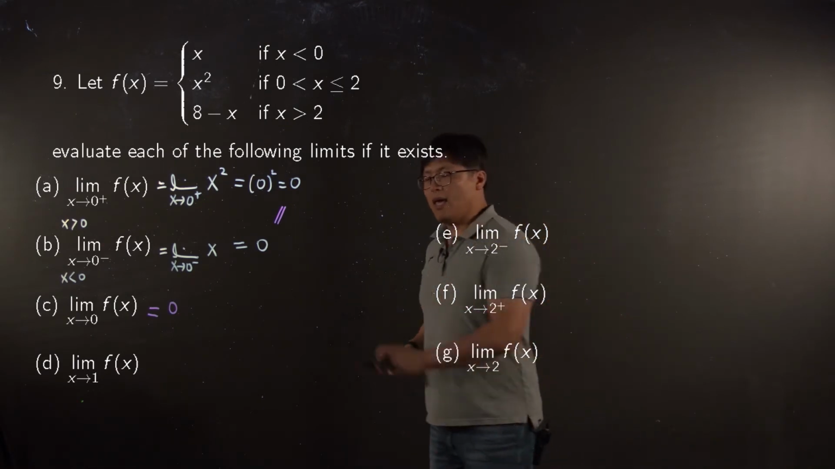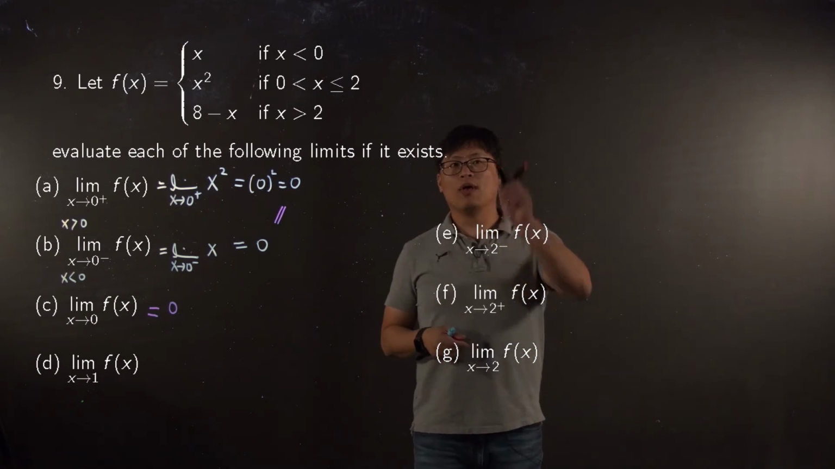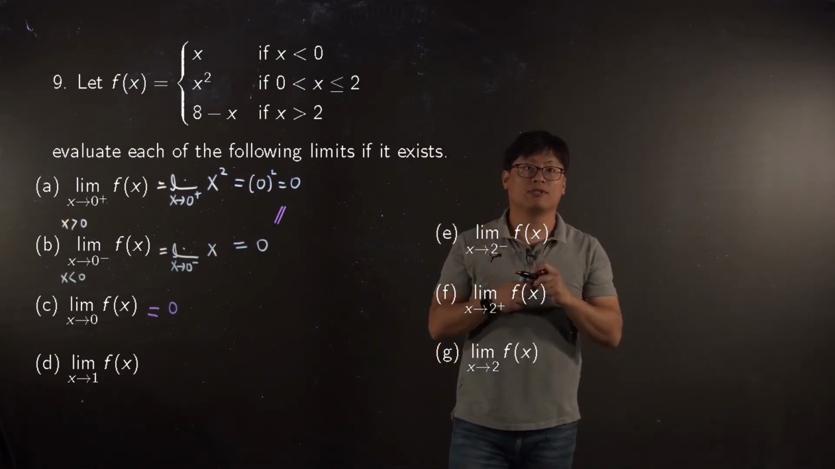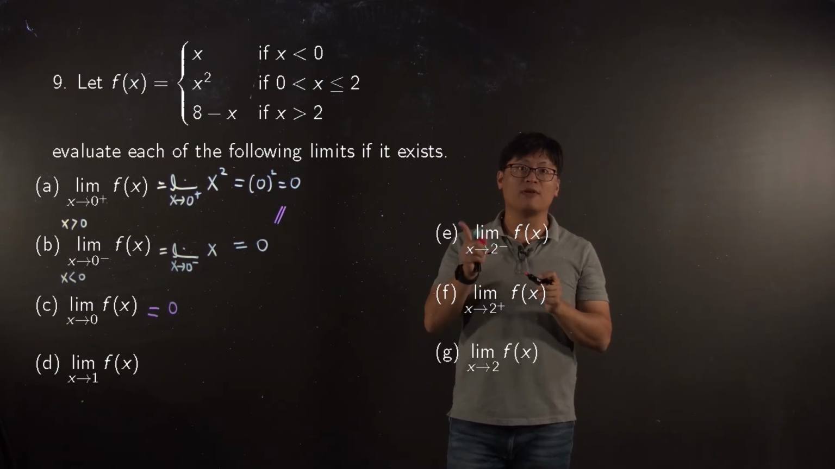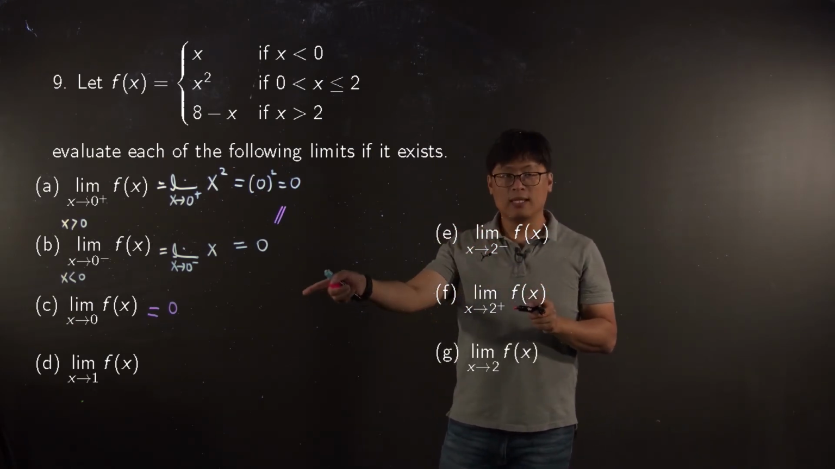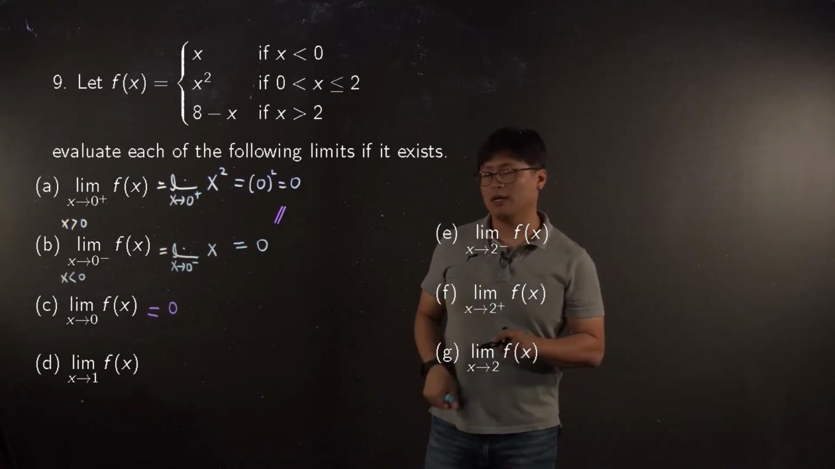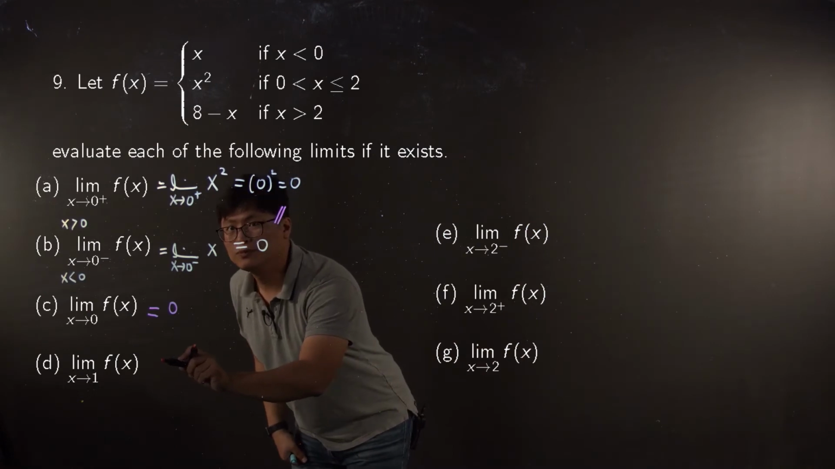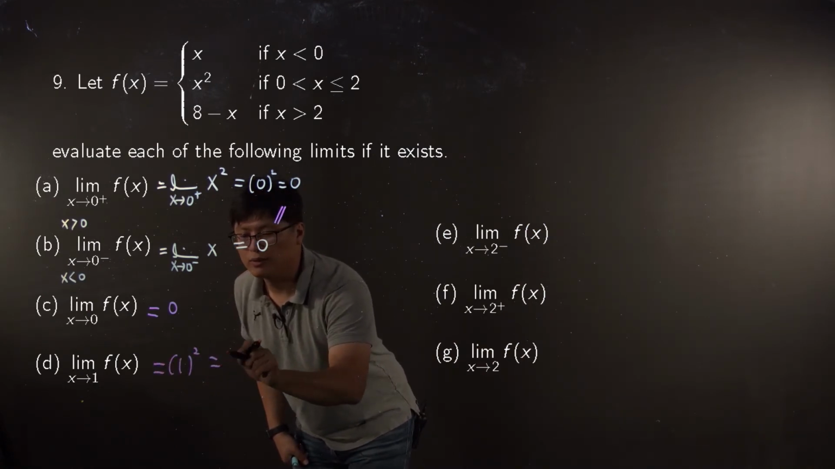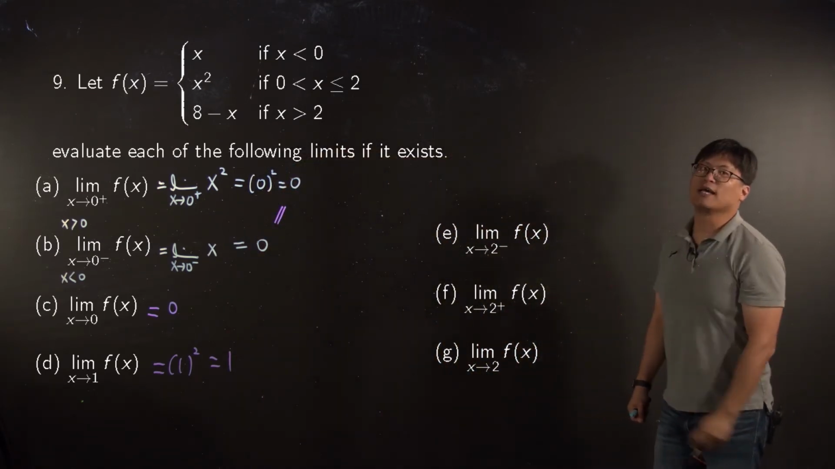But what about d? x goes to 1, okay? Look at the piecewise defined function. Oh, x equal to 1 is in between 0 and 2, then it is continuous, okay? Which means your limit value is exactly the same as the function value, okay? So we can evaluate your limit value by plugging in x equal to 1 into your second part, okay? So that is equal to 1 squared, which is equal to 1. That's it, okay?